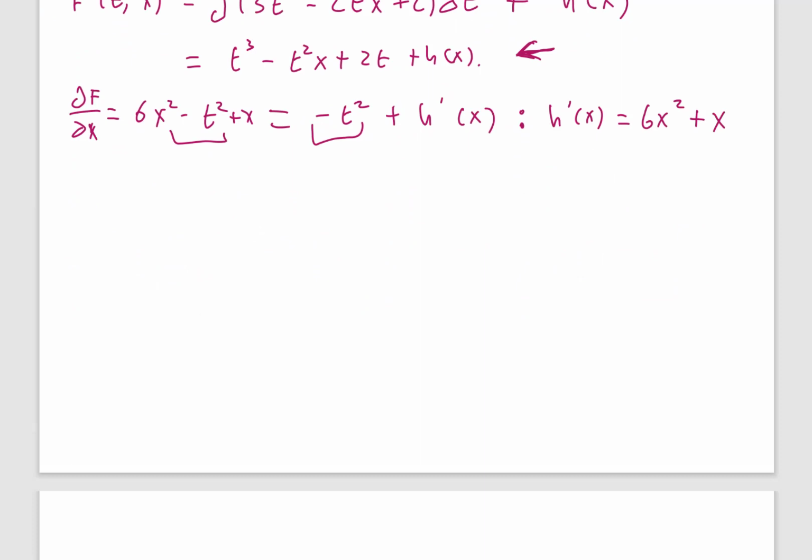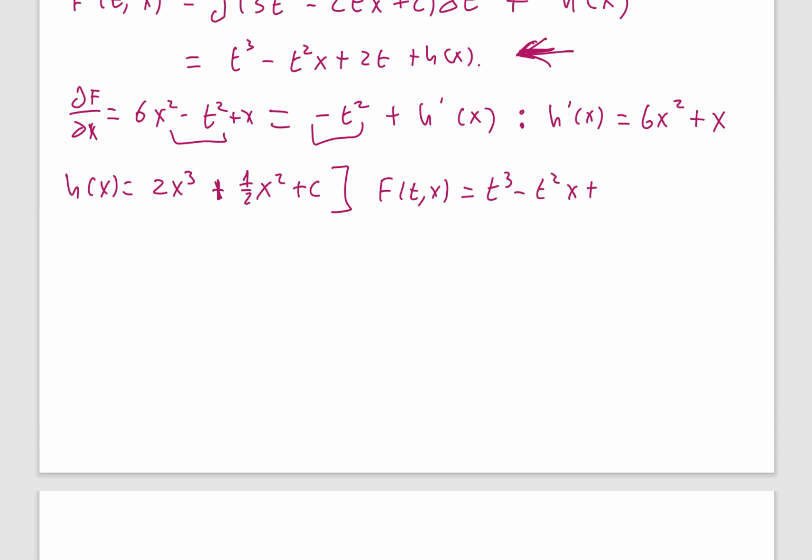Okay, so now solving for h of x, just taking the antiderivative with respect to x, you get h of x is equal to 2x cubed plus 1/2 x squared plus c. So what this means, I have my f, I'm just going to add my h to it. So f of tx is equal to t cubed minus t squared x plus 2t plus, I'm going to add my h, plus 2x cubed plus 1/2 x squared. Okay, and I have a plus c, but let's come up here.